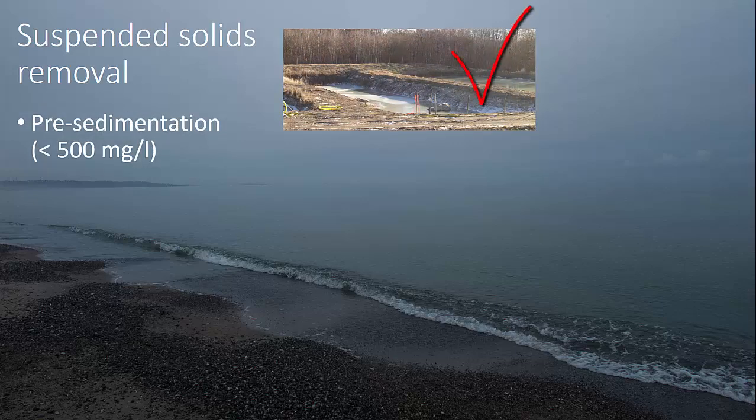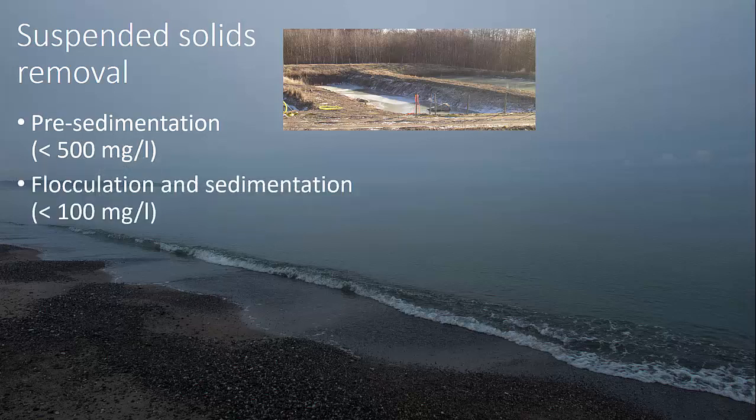The first step, when it comes up from a tunnel, you need a pre-sedimentation. And here you see a dam, which is a dug dam, but you can have a container solution, all depending on what flow you get up from the tunnel. But after pre-sedimentation, you usually have a suspended solids concentration below 500 milligrams. So this is like a coarse separation.